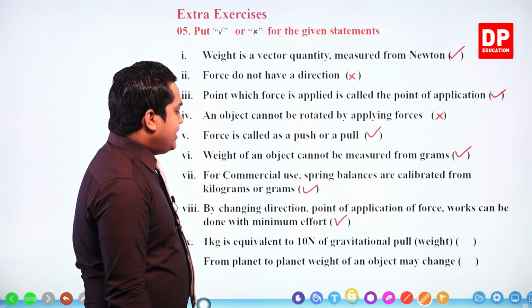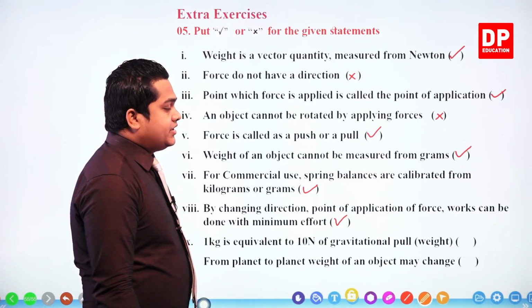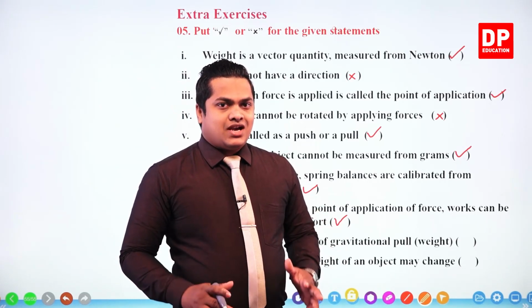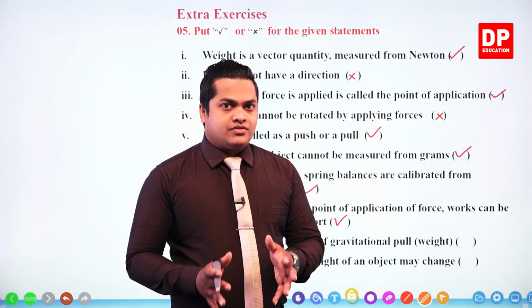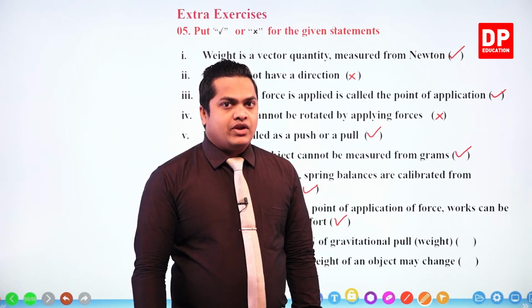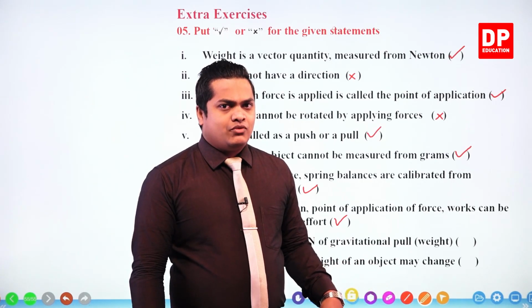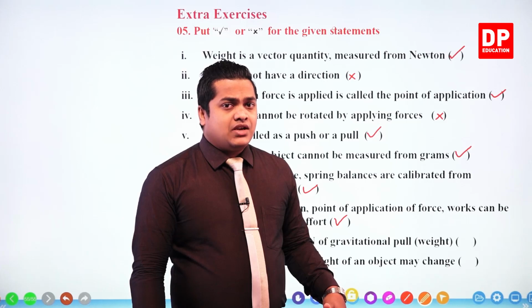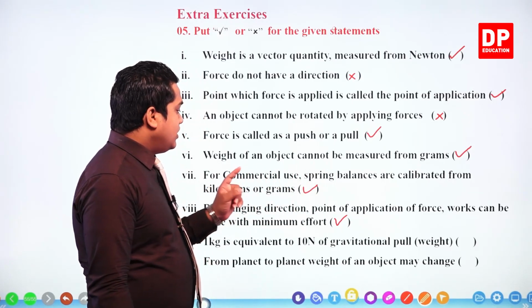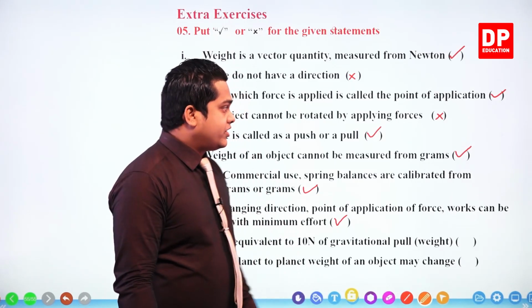1 kilogram is equivalent to 10 newton of gravitational pull or weight. This is a good question, my dear children. Now I'm going to give you a new relationship actually. This is how you convert kilograms to newtons or newtons to kilograms. This is the simple relationship that we use in our day-to-day life. This is how it's been calibrated from both kilograms and from newtons. I told you that sometimes, like in here, in commercial use, spring balancers are calibrated from kilograms. So how can you calibrate it from kilograms?